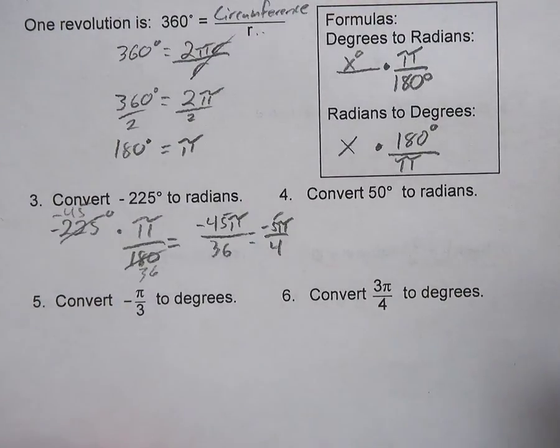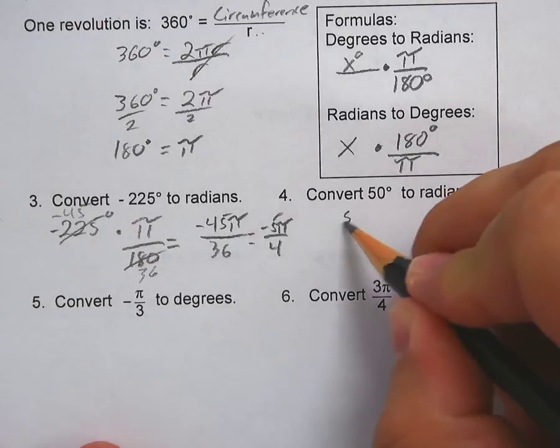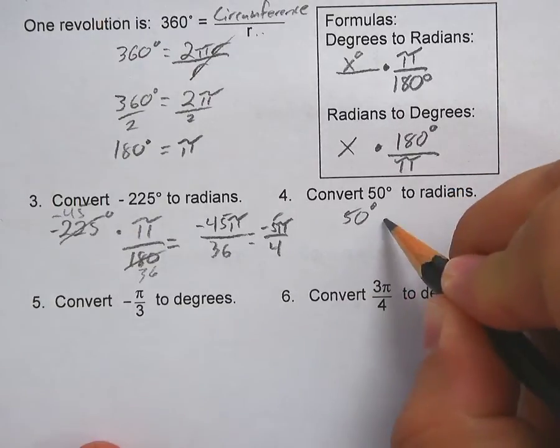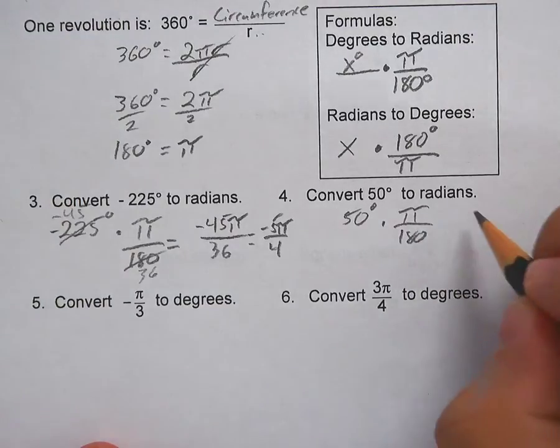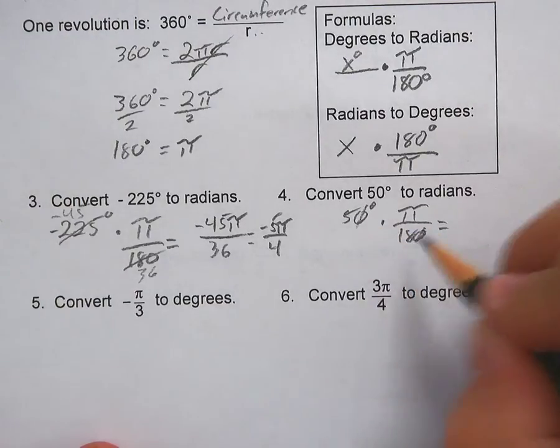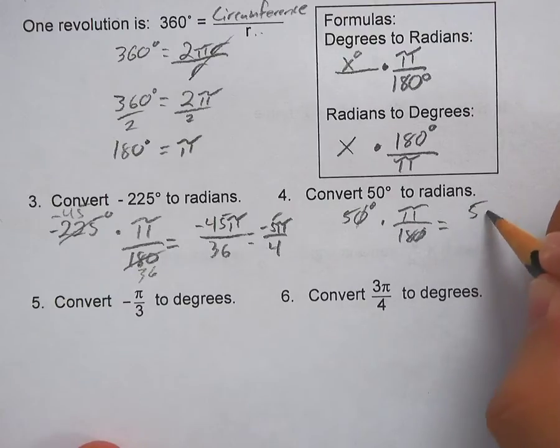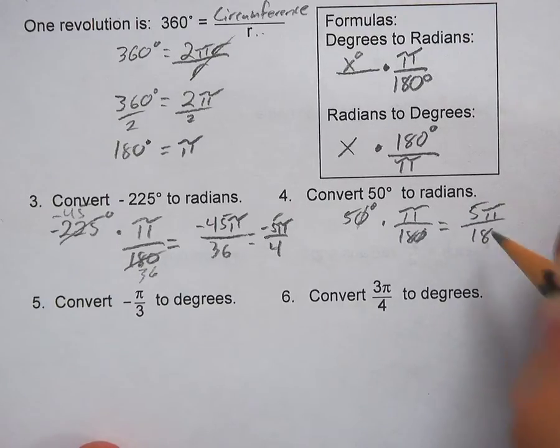Convert 50 degrees to radians. 50 times pi over 180. The zeros can go away, and you get 5 pi over 18.